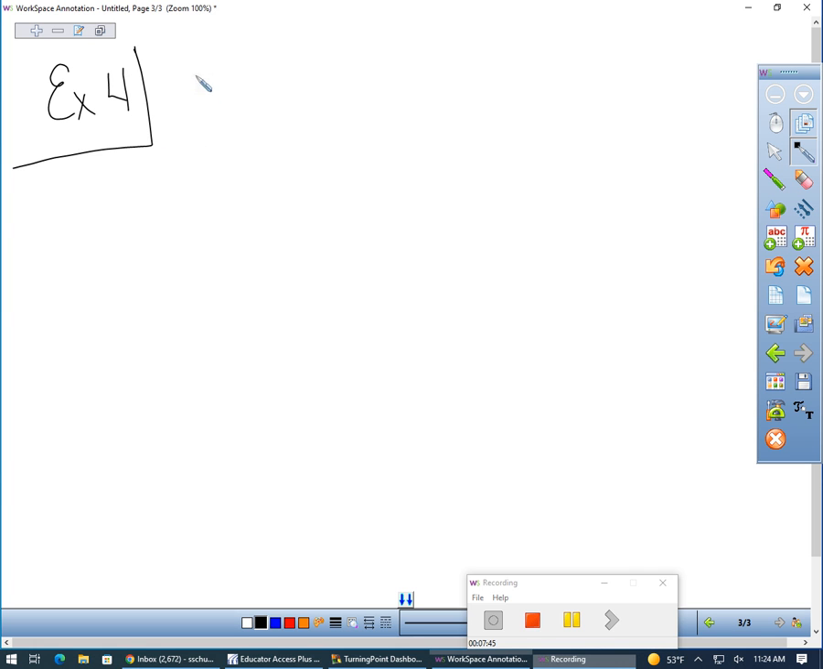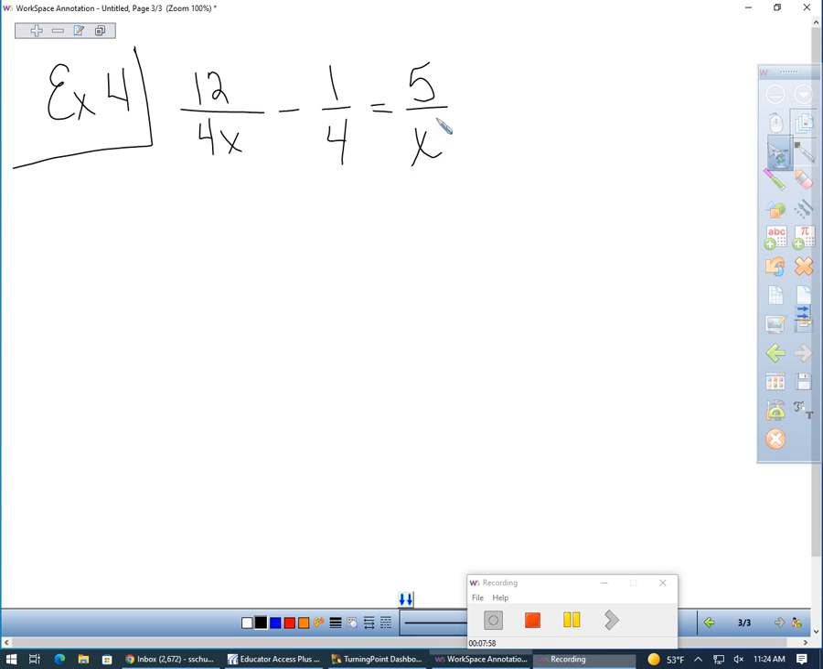Let's say I have 12 over 4x minus 1/4 equals 5 over x squared. Again, we need to first factor everywhere. That's not a possibility here, not anything we have. So then next, we need to state our restrictions.